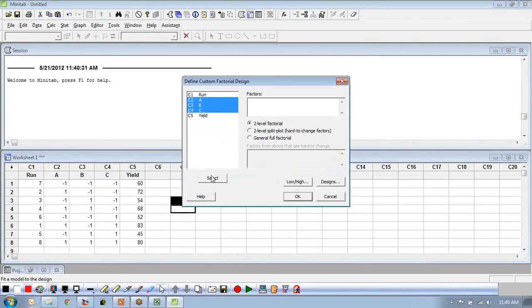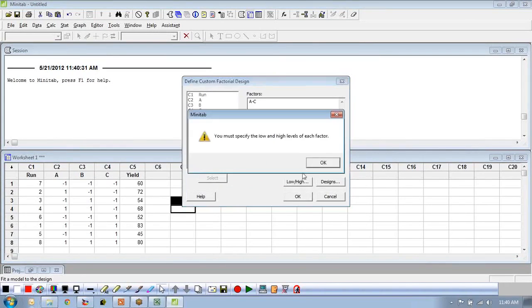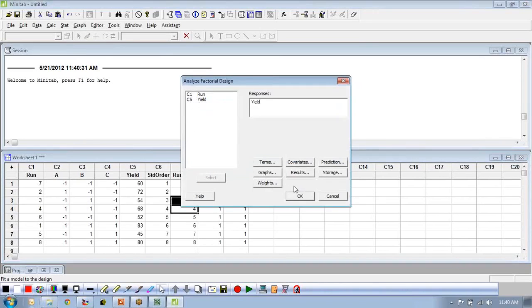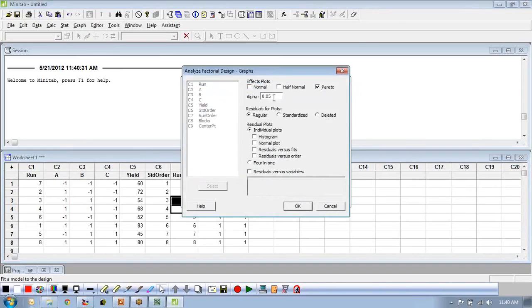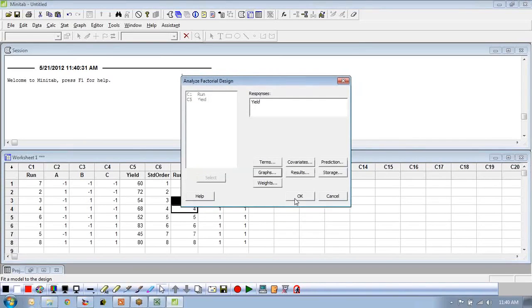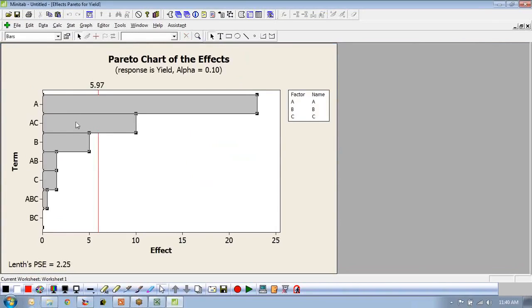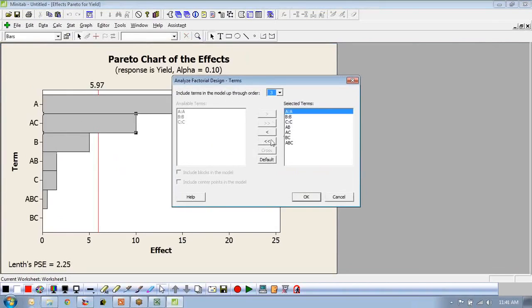Here's my factors, low, high. Here's my response. Put my graph, Pareto is 0.1. Click okay. Okay, I see A and I see AC. So my next thing is to keep all the main effects, A, B, C, and I'm going to keep AC.